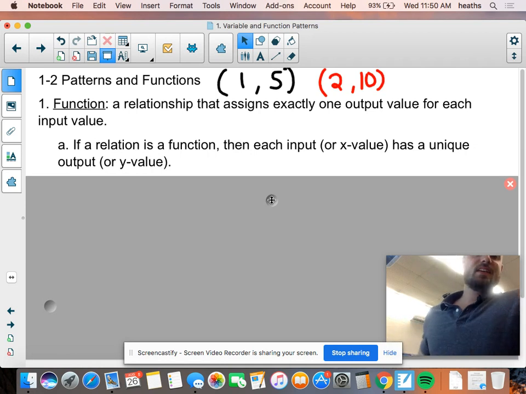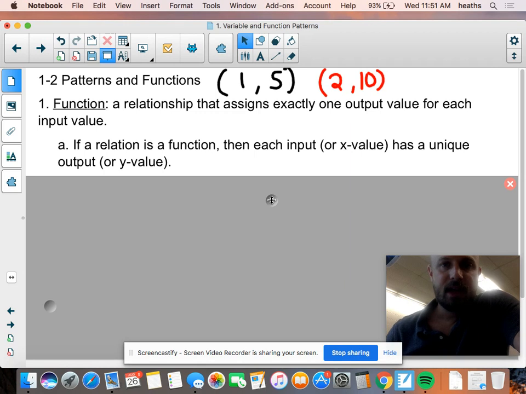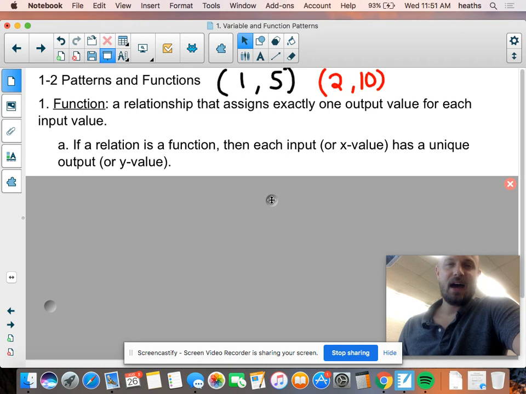If a relation is a function, then each input or X value has a unique output or Y value. If you actually look at our number sets above, in black, you'll see that the X is 1 and the Y is 5. So in order to go from 1 to 5, I would need to multiply the X value, 1 times 5, to get our Y value, which is 5.